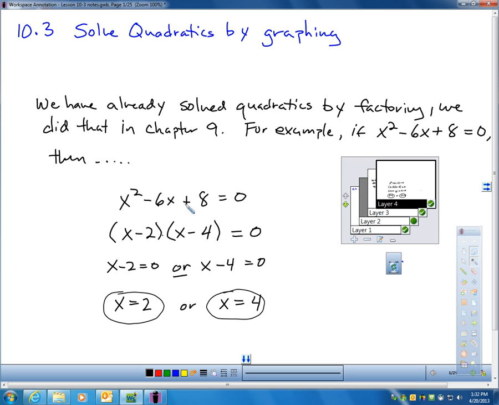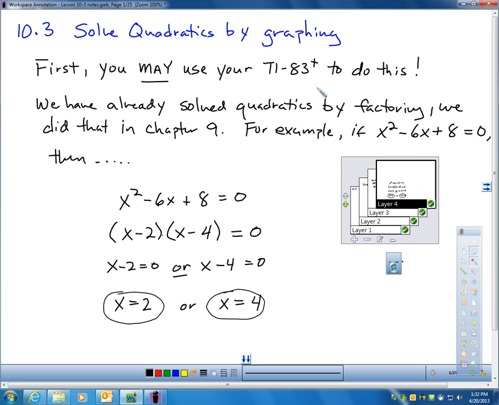We're going to learn how we can solve an equation like this by graphing, and you may use your TI-83 plus calculator to do this. All right, so this is very rare that you hear me say this. This is probably going to be the first question on my audit tomorrow. You don't have to do any work to solve these when you graph them, because you can use your calculator to do the graphing for you.